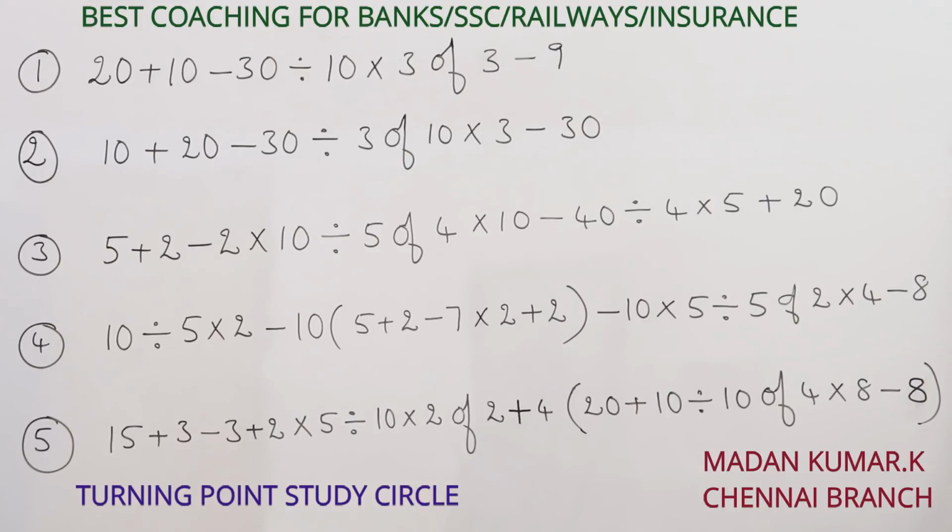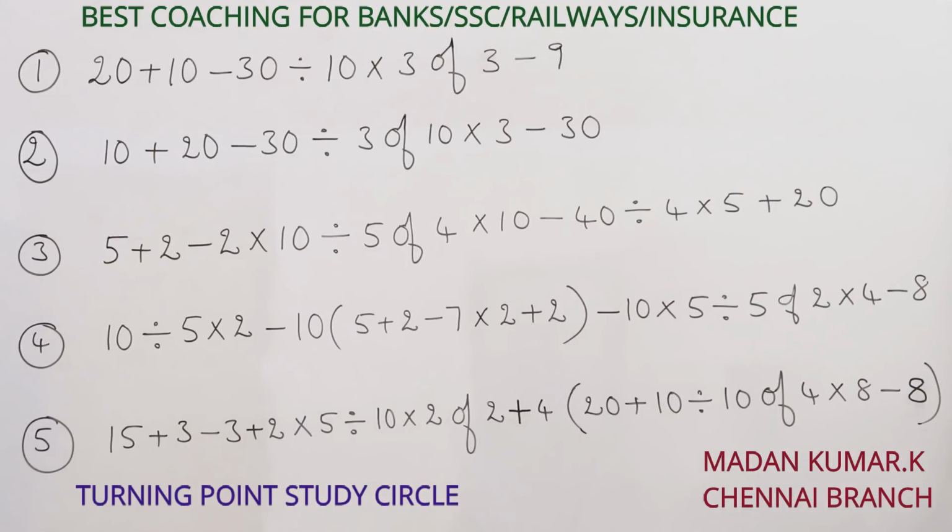Please note down the questions. The first one is 20 plus 10 minus 30 divided by 10 into 3 of 3 minus 9. Second one, 10 plus 20 minus 30 divided by 3 of 10 into 3 minus 30. Third one, 5 plus 2 minus 2 into 10 divided by 5 of 4 into 10 minus 40 divided by 4 into 5 plus 20.